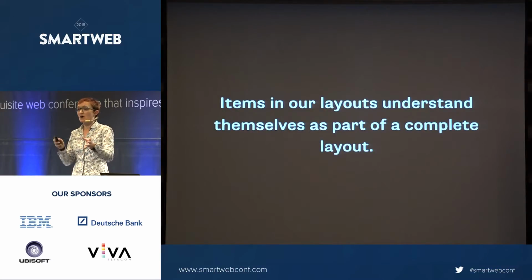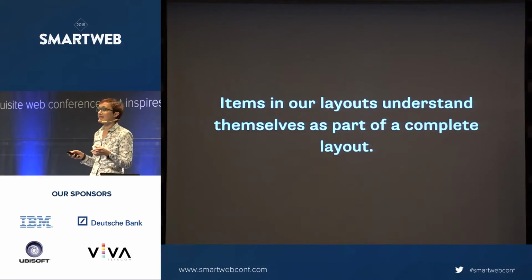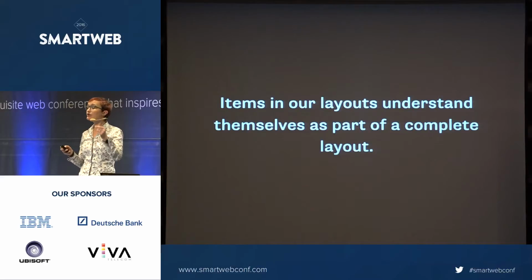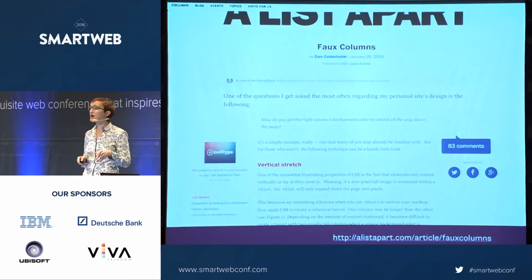If I have two items in a layout and I've got sort of two blocks and I float one left and one right, I don't have any way to say to the left-hand block, can you visually be as tall as the right-hand one? And that's because they've got no relationship to each other. And we've been trying to create these relationships for years. This is a link describing the faux columns technique.